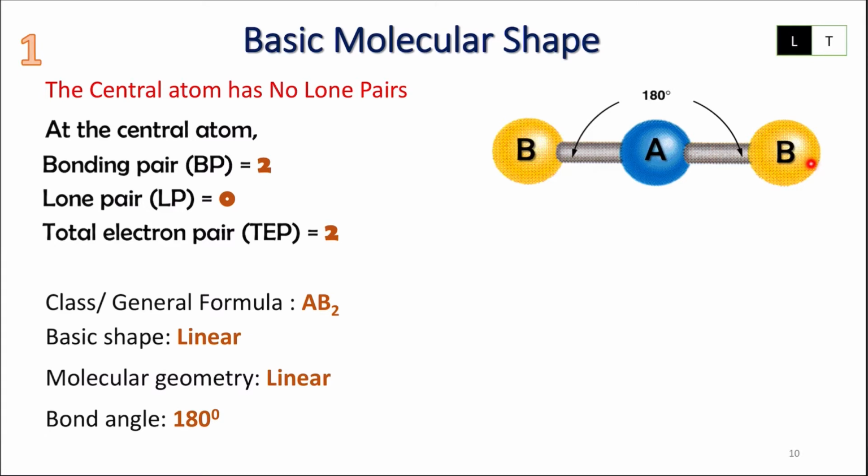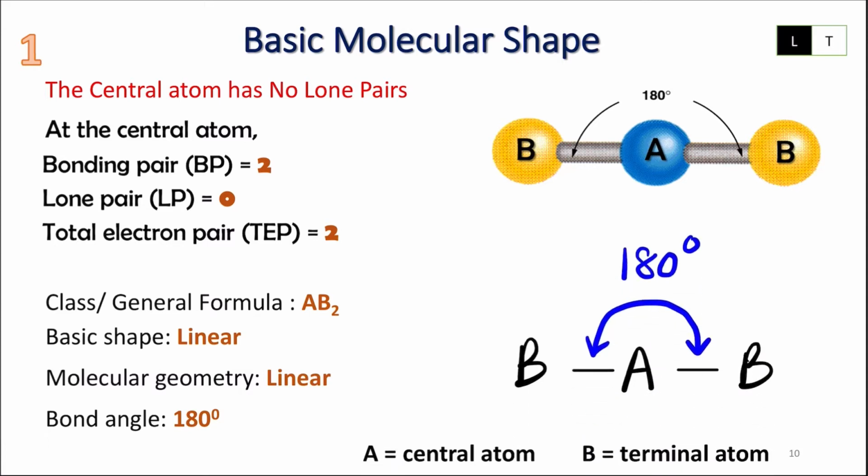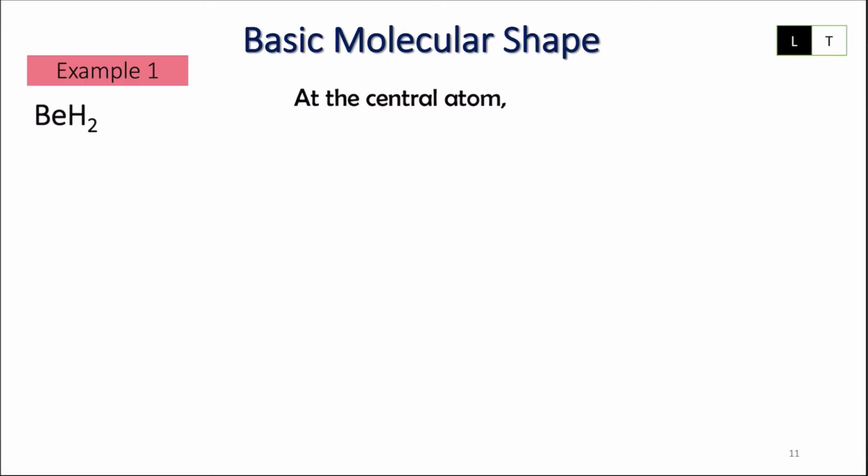Now, macam mana saya nak lukis dalam bentuk on paper? I will draw it like this one, di mana we got 1 bonding pair at each side. And then, jangan lupa label the bond angle. So, let's try one example based on linear. I got example 1, BeH2.